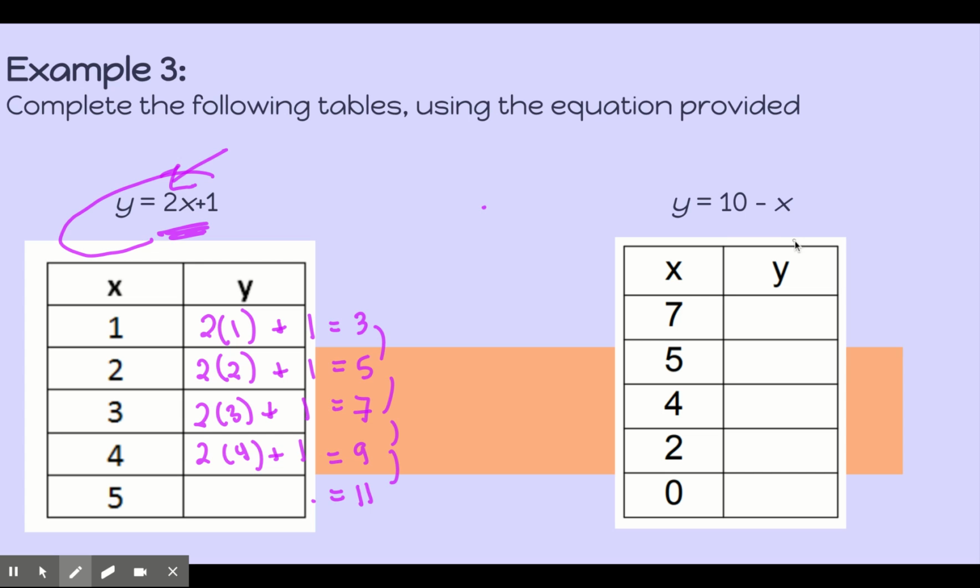Okay, so in this one, our x values are a little different, but we still can fill it in like normal. So y is equal to 10 minus x. Well, here's your x's. So 10 minus x is 7 in this case. So our y is equal to 3. 10 minus 5 is 5. 10 minus 4 is 6. 10 minus 2 is 8. And 10 minus 0 is 10. So that is a completed table of values with the equation provided.